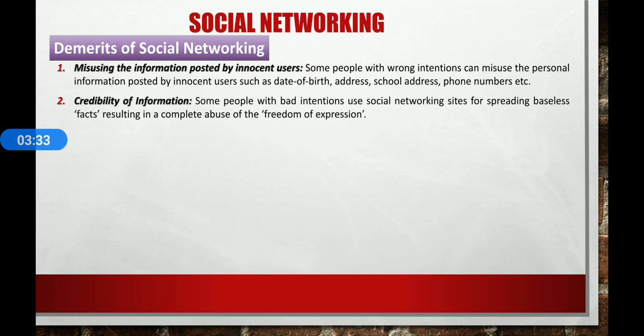Credibility of information. Some people with bad intentions use social networking sites for spreading baseless facts, resulting in a complete abuse of the freedom of expression. Thus, you should avoid being gullible and should practice discretion. Next is fake profiles. There are numerous fake user profiles on these sites. Orkut lost its credibility mainly due to the growing use of such profiles. Orkut is one of the social networking sites of Google.